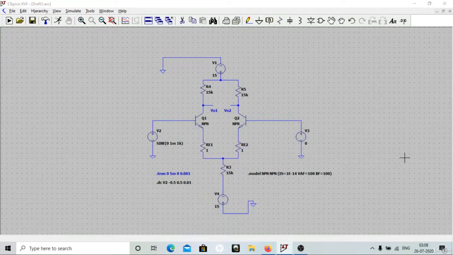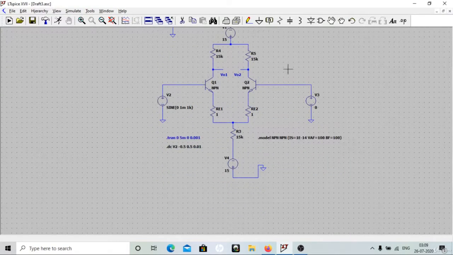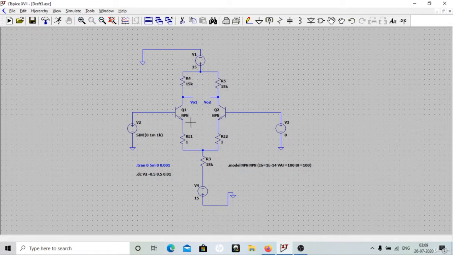Okay, so let's look at the differential amplifier simulation. I have already made a circuit here, you can see. This is VDD 15 volt, this is VEE minus 15 volt, you can think of it. This is minus plus, this is plus minus. Then 15k resistors here, R4, R5 and R3. RE1 and RE2 are 1 ohm.